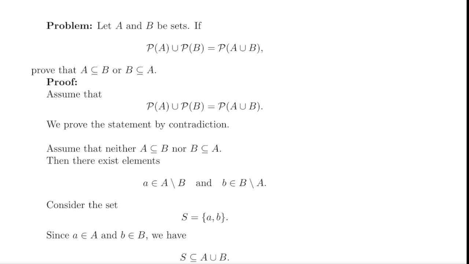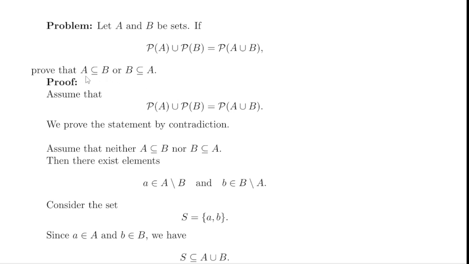In this video, we have sets A and B, and we want to prove that if the power set of A union the power set of B is equal to the power set of A union B, then either A is contained in B or B is contained in A. So let's assume that the power set of A union the power set of B is equal to the power set of A union B. Then we're going to prove the statement by contradiction.